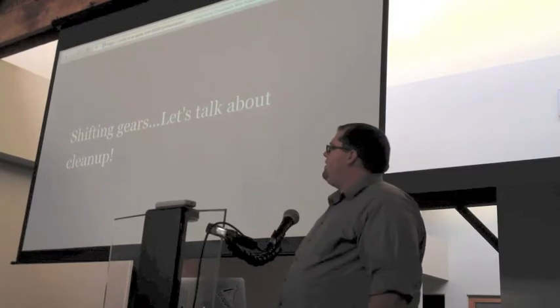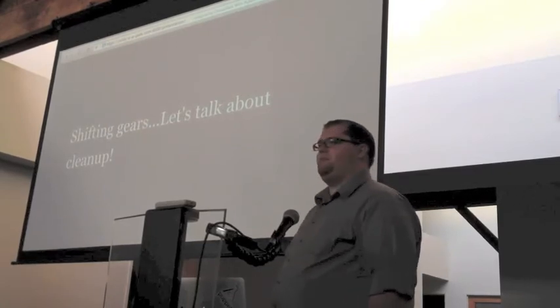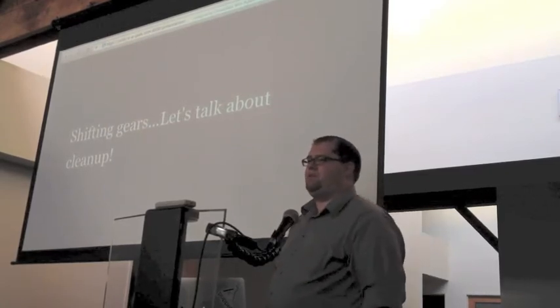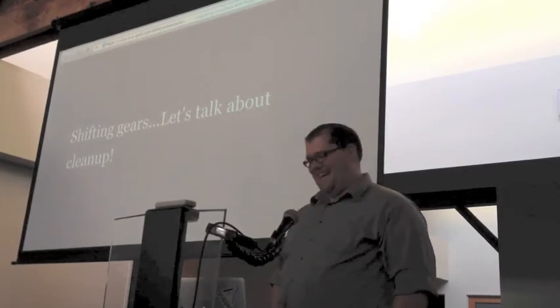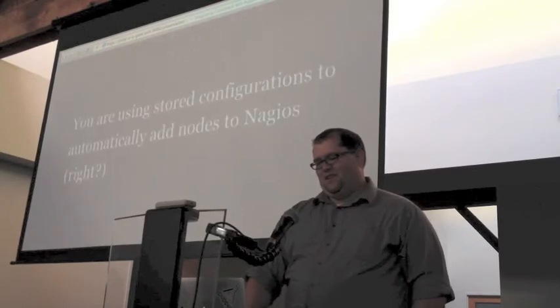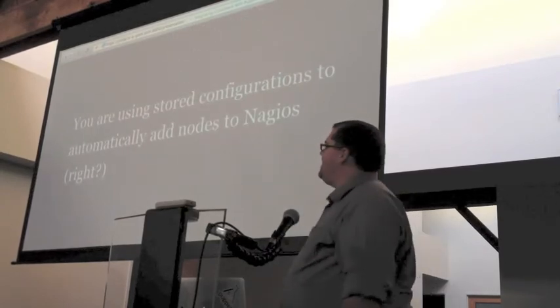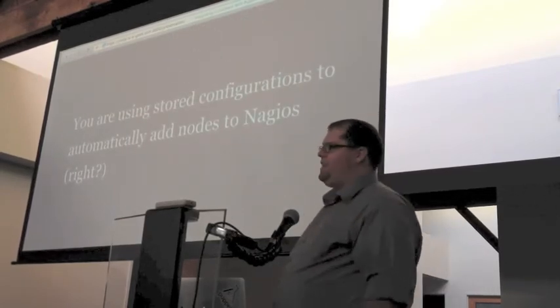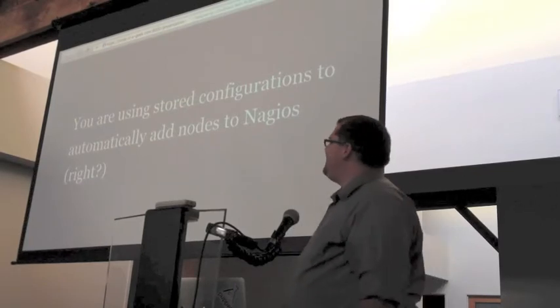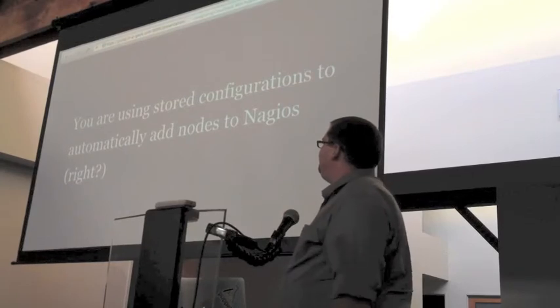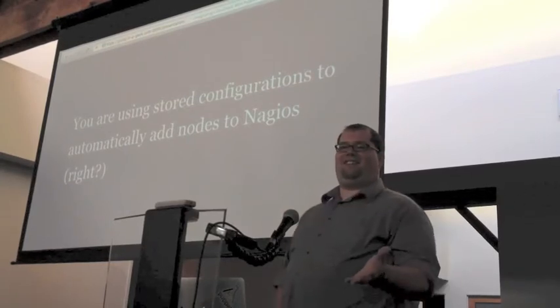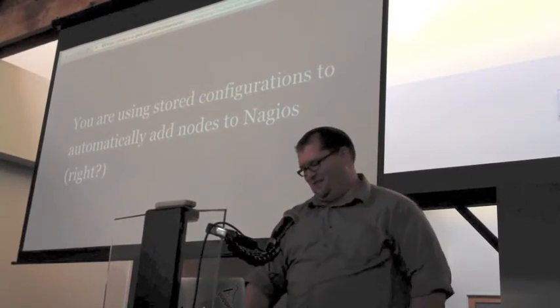So the cloud is pretty cool because now you can spin machines up on demand, but what happens when you destroy those machines or you no longer need them? Exactly. So let's say that you're automatically adding your nodes into Nagios via stored configurations, which everybody should be if they're not. Or via PuppetDB, right? Absolutely. Yeah. So that's what we'll be doing next week.